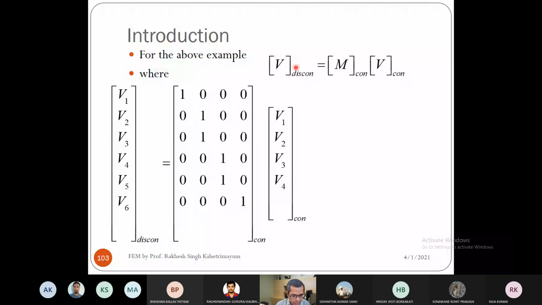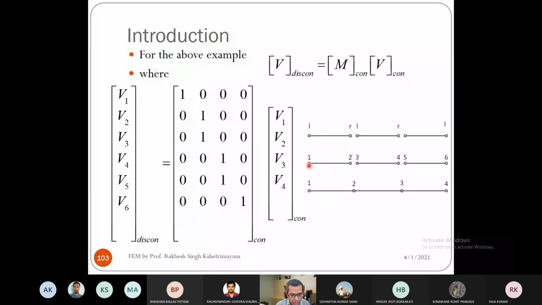So this connection matrix is showing the connection between the disconnected voltages and the connected voltages. Disconnected is for the local node numbering and connected is for the global node numbering. This is a relation between B disconnected and B connected, and we call this the M connection matrix. So 1 is equal to 1, 2 and 3 are equal to 2, 4 and 5 are equal to 3, and 6 is equal to 4. This is the local node numbering, this is the global node numbering.